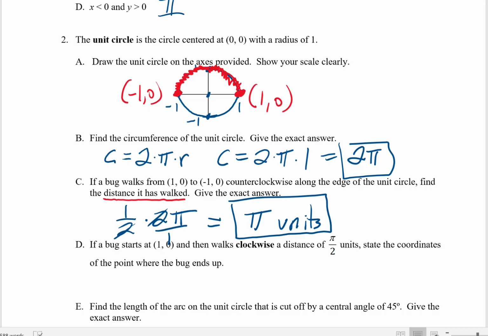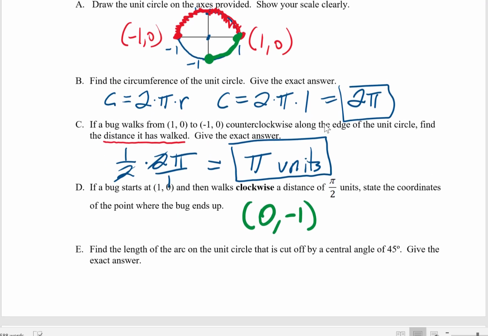Letter D. The bug starts now still at 1, 0, and walks clockwise, so this direction, a distance of pi over 2 units. Well, we've already figured out that pi units would take the bug halfway around the circle. Pi over 2 is half of pi, so half of half, which would be a quarter. So it's only going to get to right here. That would be a distance of half pi, and we're just trying to state the coordinates of that ending point. That, of course, would be the point 0, -1.